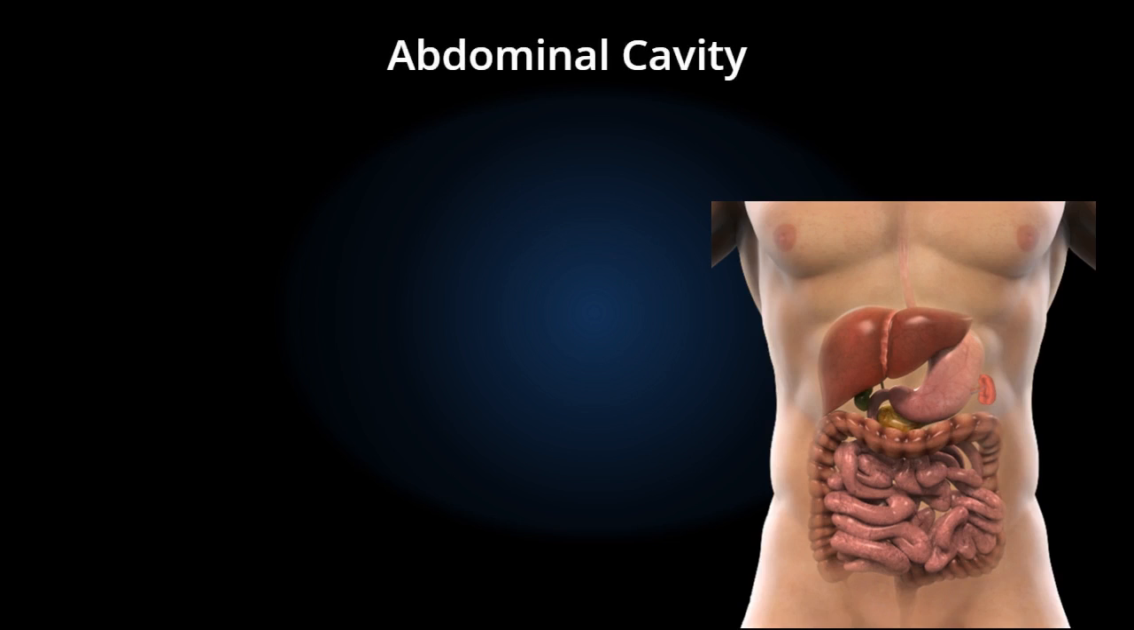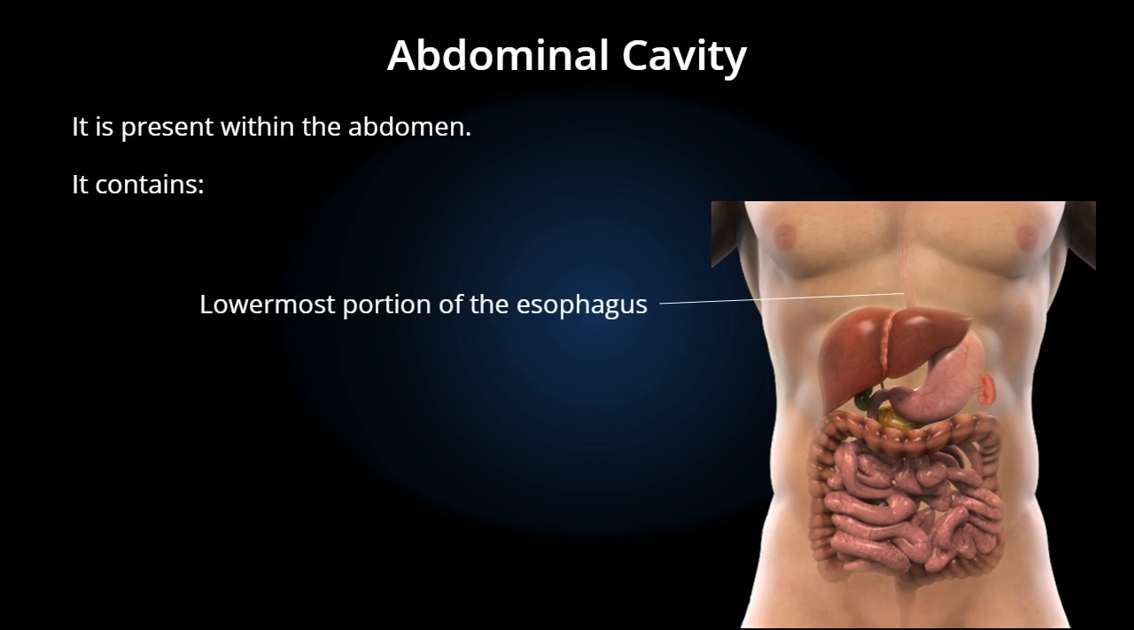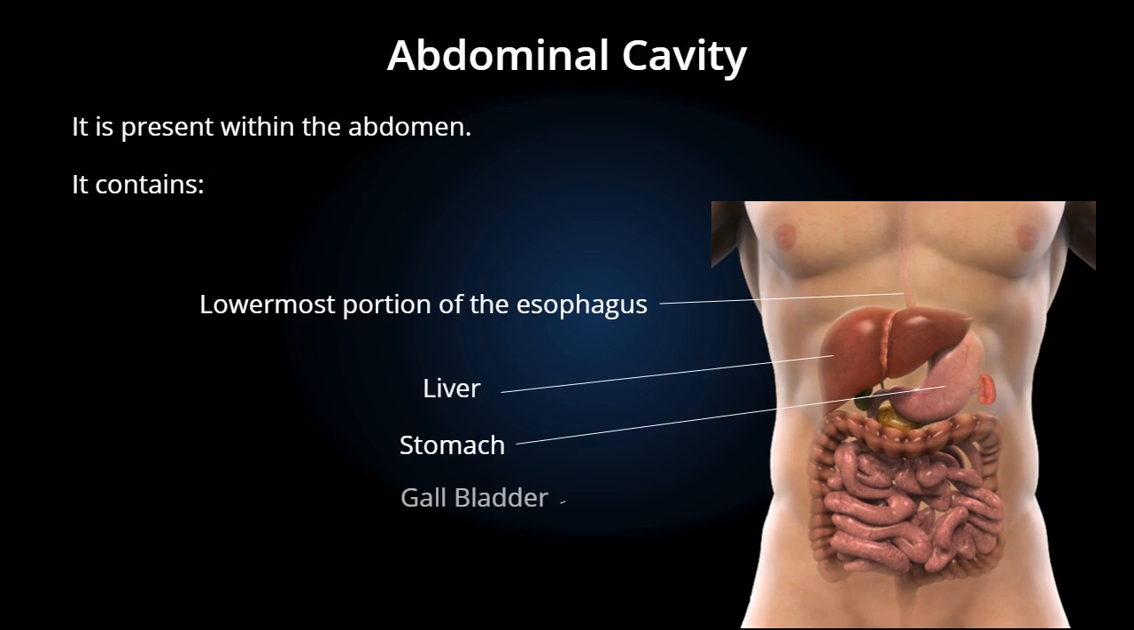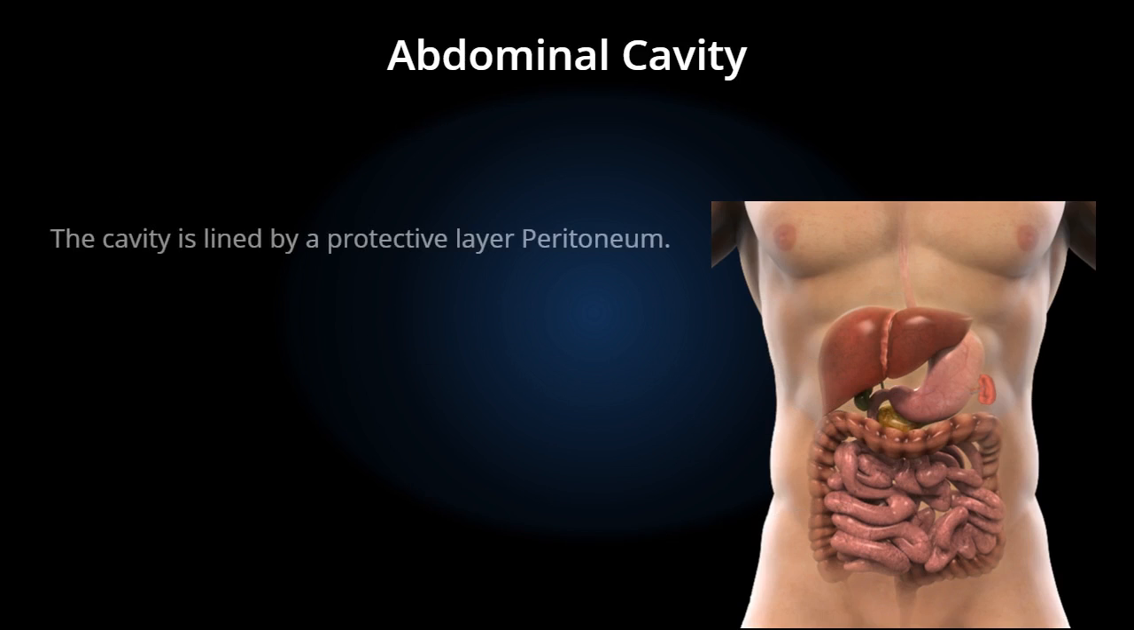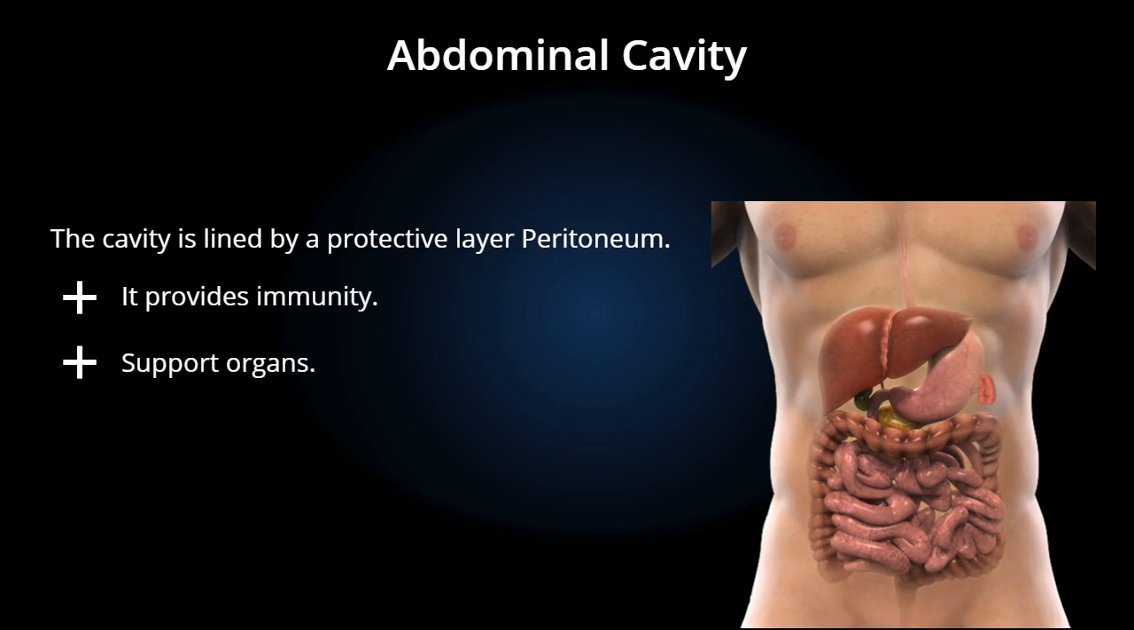After the thoracic cavity, there is the abdominal cavity. It is the largest cavity of the body and is present within the abdomen, the space between the abdominal wall and the spine. It contains the lowermost portion of the esophagus, the stomach, the liver, other organs such as gallbladder, spleen, and the intestine, but it excludes the sigmoid colon and rectum. The cavity is lined by a protective layer known as the peritoneum, which plays an important role in the immunity of the body, supporting of organs, and storing fat.